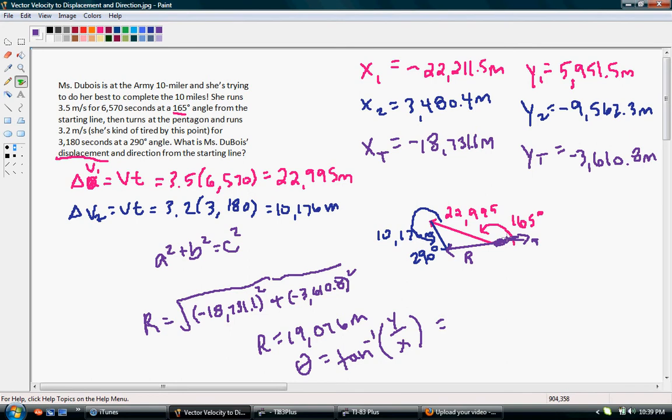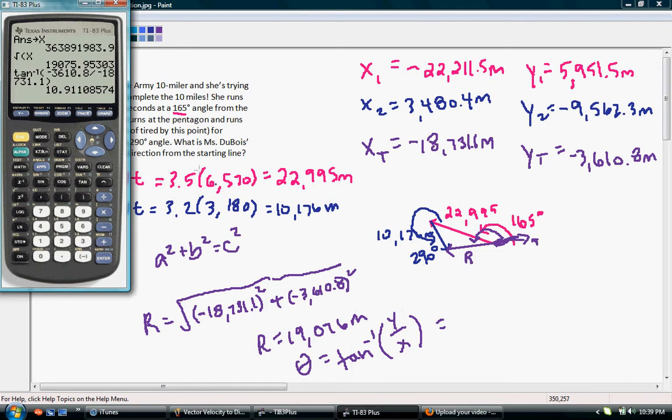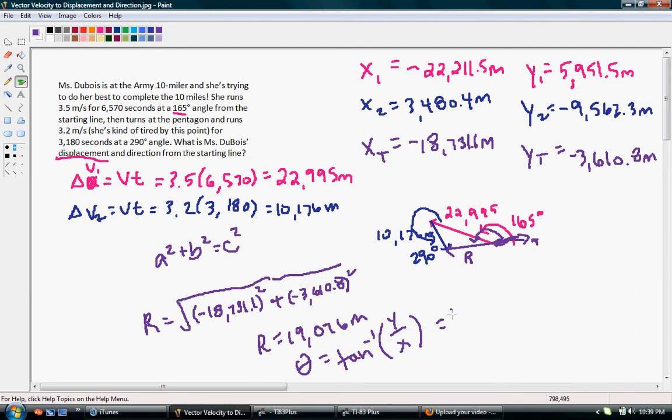We should be pretty familiar with this: we're in the third quadrant. Tangent is thinking that we're doing the opposite. A negative over a negative is a positive, so it's the same as this 10.9 degrees here. So what we have to do is take that 10.9 and add 180. So 10.9 plus 180 degrees gives us 190.9. Our actual direction is 190.9 degrees. And that solves for our displacement and direction from the starting line.